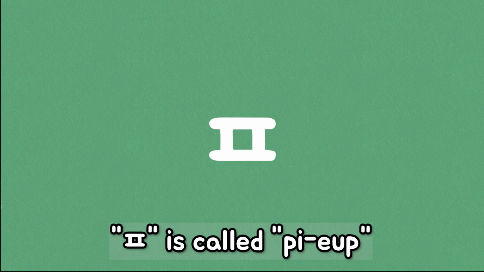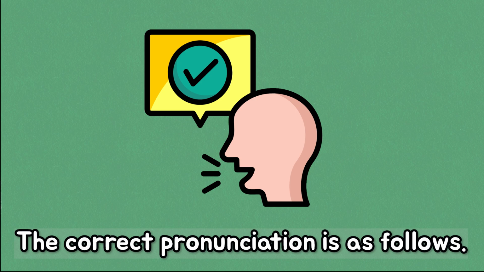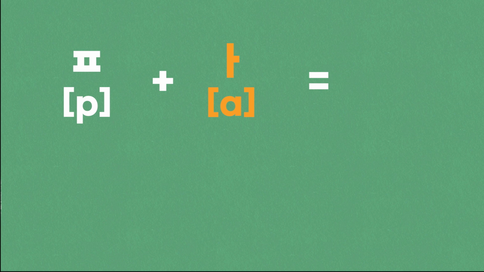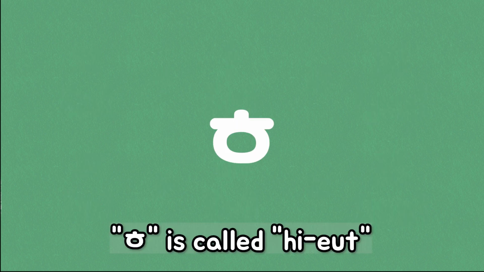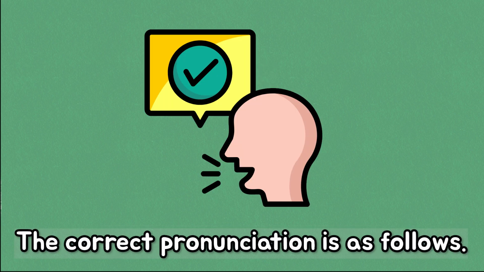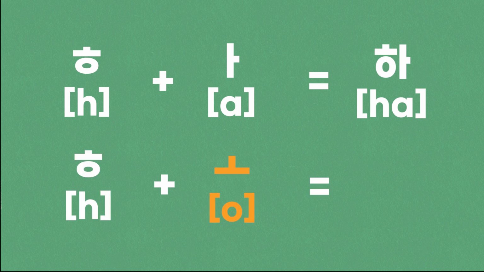Piub is called piub. It is pronounced as p. The correct pronunciation is as follows: p, a, pa, p, o, po. Hiub is called hiub. It is pronounced as h. The correct pronunciation is as follows: h, a, ha, h, o, ho.